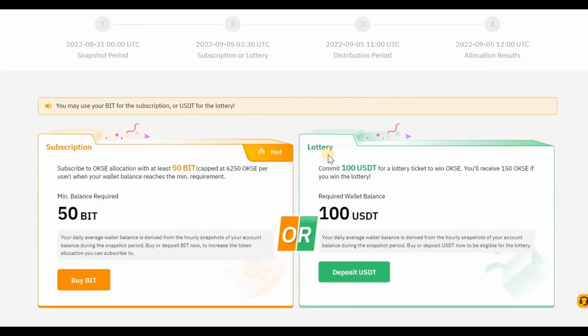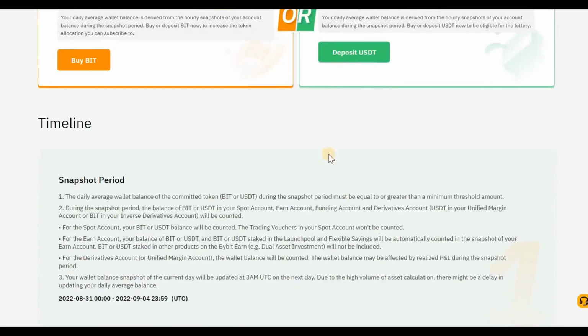I am going to walk you through the different timelines that are involved in this Bybit Launchpad. If I scroll down, you would see that there are up to 4 timelines in the Bybit Launchpad. The first right here is the snapshot period. Before you can participate in the Bybit Launchpad, make sure that you have done level 1 verification. If not, you won't be able to participate in this event. You can see right here that you can either commit your BIT token or USDT. The minimum of BIT token is about 50 bits, and for USDT is about 100. You can only use one of these options to get into this newly listed project.